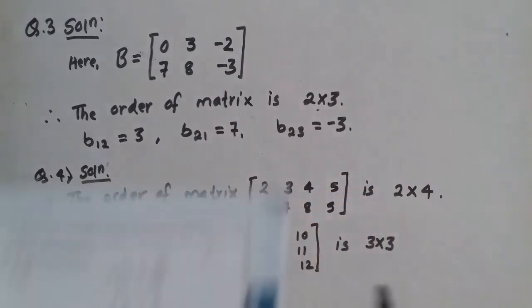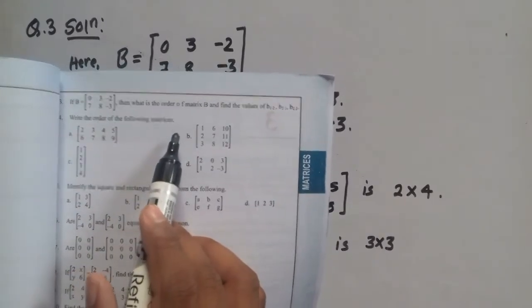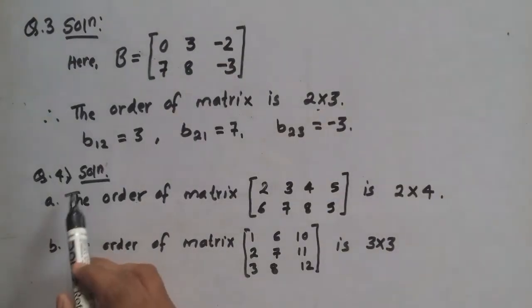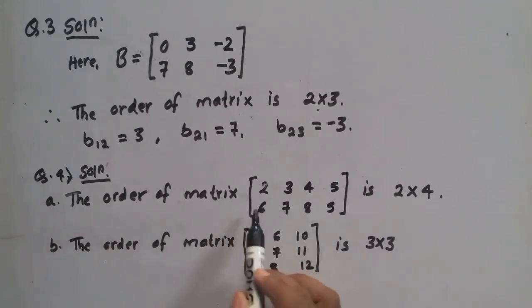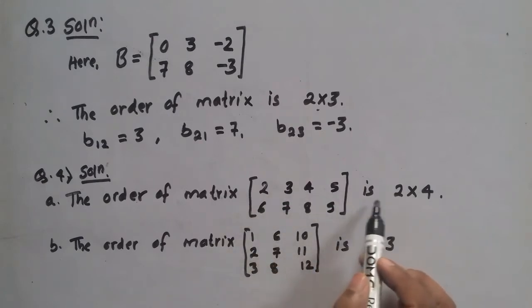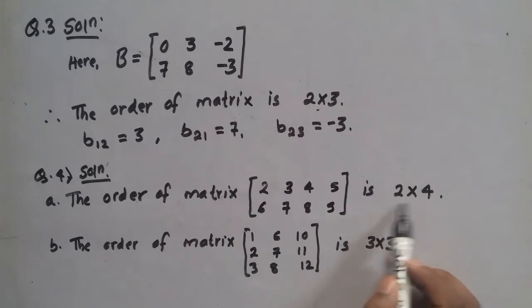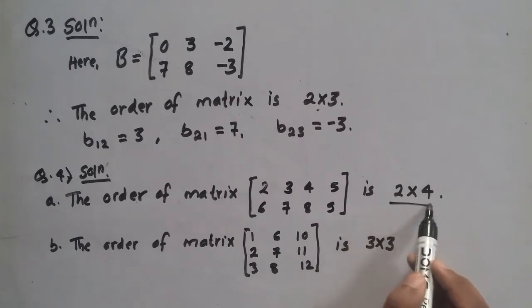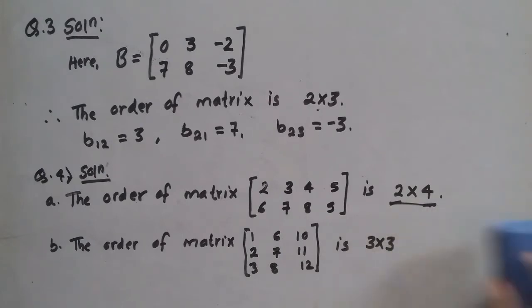And in question number 4, we have to write the order of the following matrices. In this given matrix there are 2 rows and 1, 2, 3, 4 columns, so order is 2 by 4. We do not need to multiply this, we just write it this way. This means 2 rows and 4 columns.